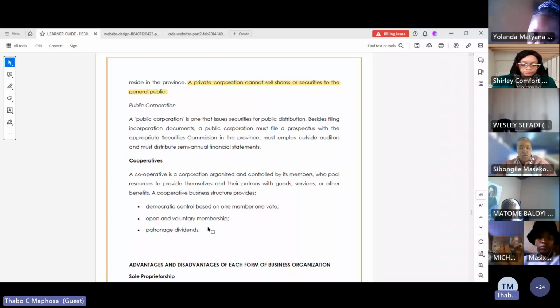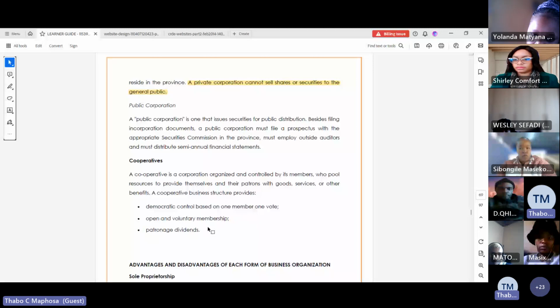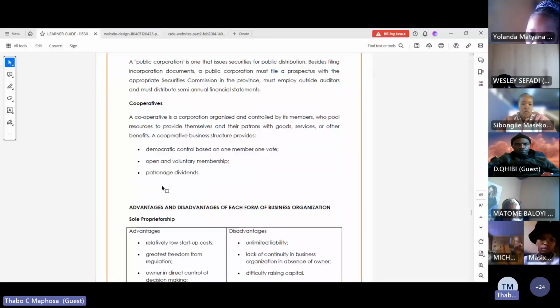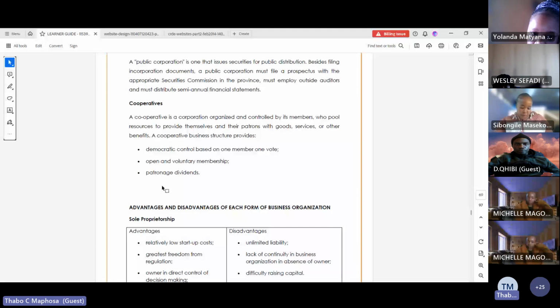Patronage dividends means that everyone who's part of that can earn dividends. Depending on the structure of that cooperative, you can earn dividends or not. So it all depends. There are times when you can earn dividends, and there are times when you cannot earn any dividends at all. So these are the four types of business that we deal with: sole proprietorship, then we've got a partnership, then we've got a corporation, and then we've got a cooperative. All these four, as I said, have their own advantages and their own disadvantages.